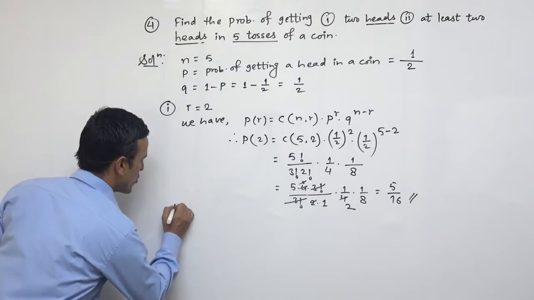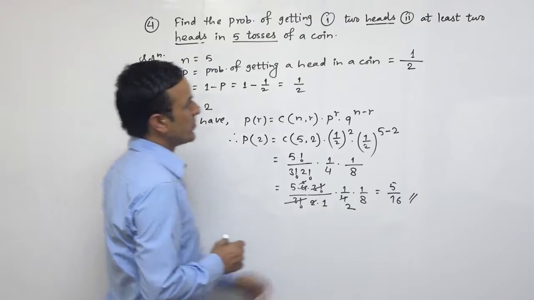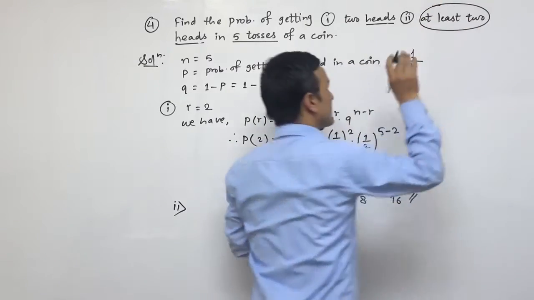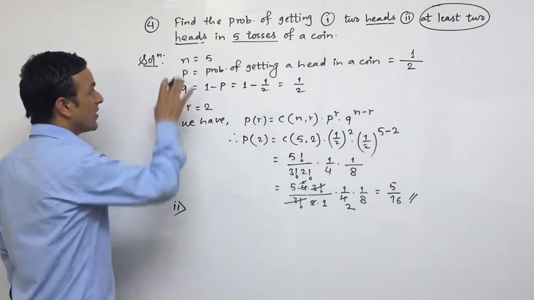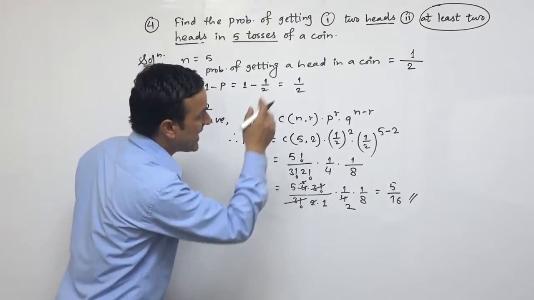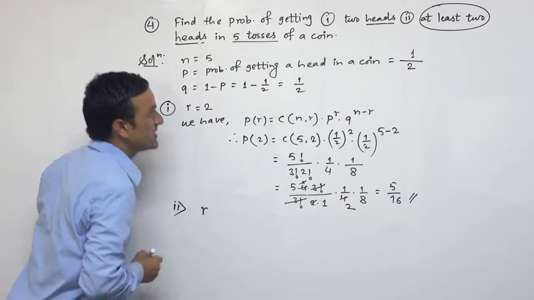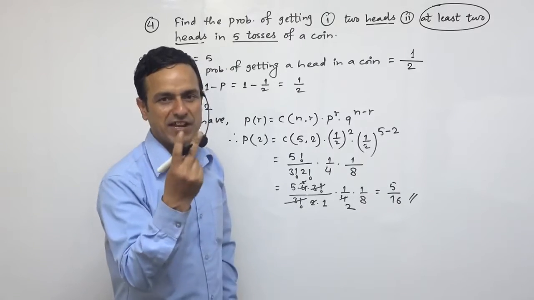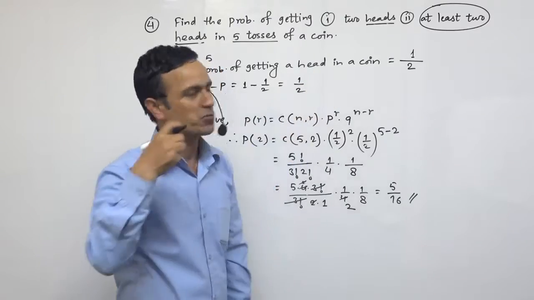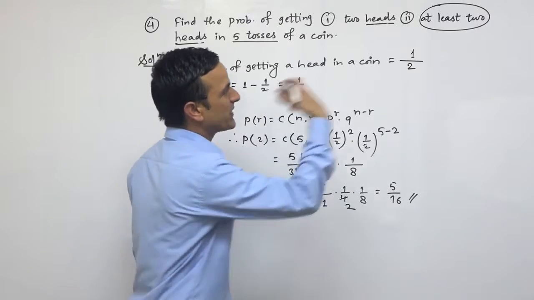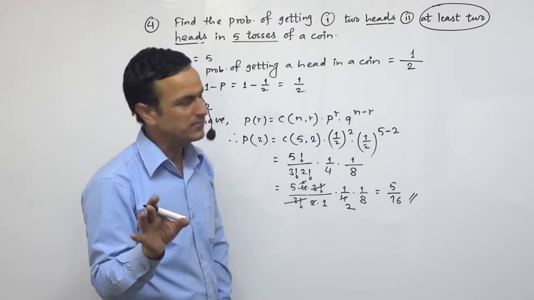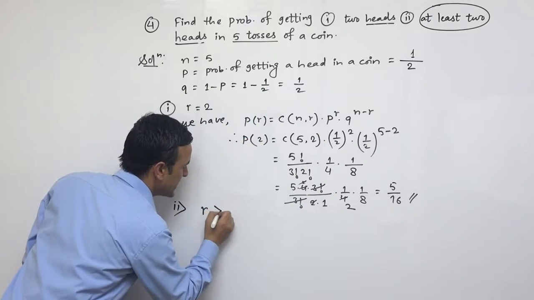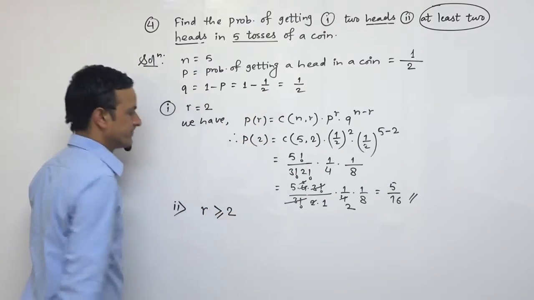And now let's go to number 2. In number 2 it is given at least two events or successes. We are going to find this one. So R means minimum 2. At least means a minimum of two heads must appear. More than 2 is okay, no problem, but it should be minimum 2 heads. That's why R is greater than or equal to 2.